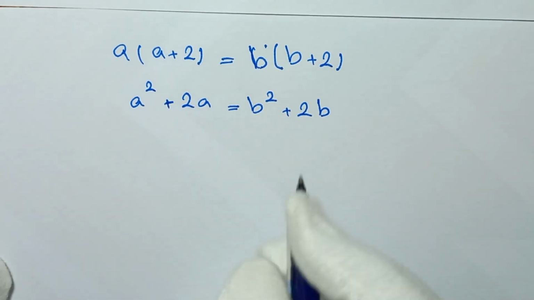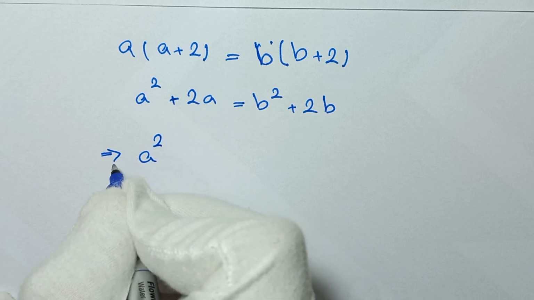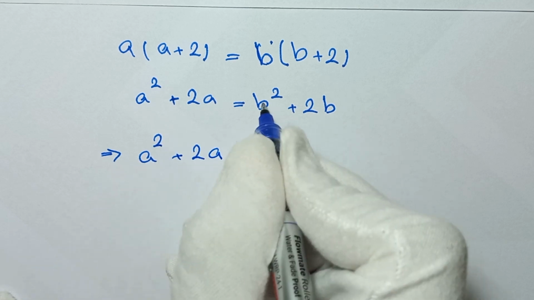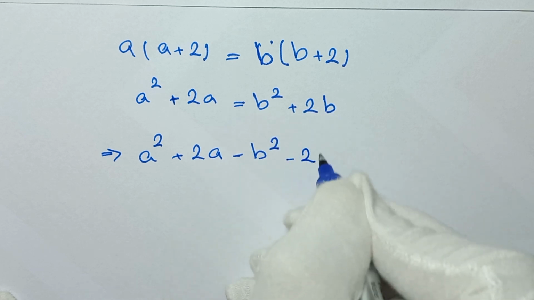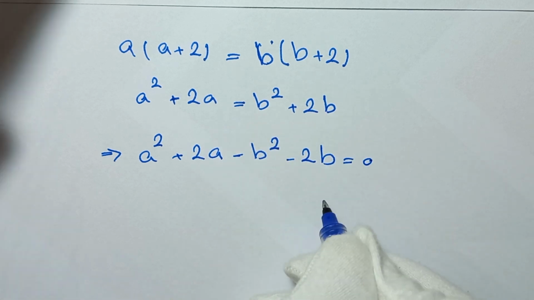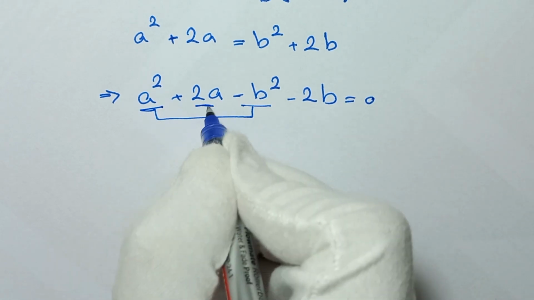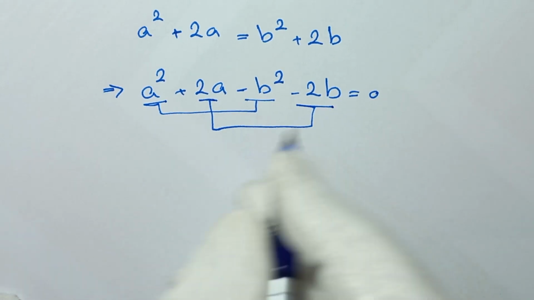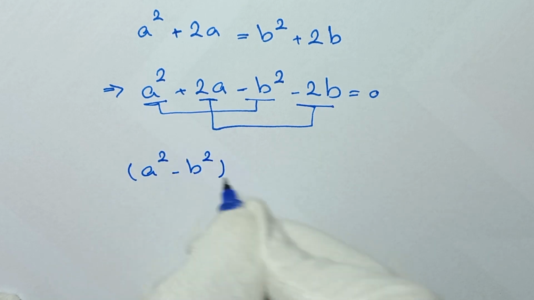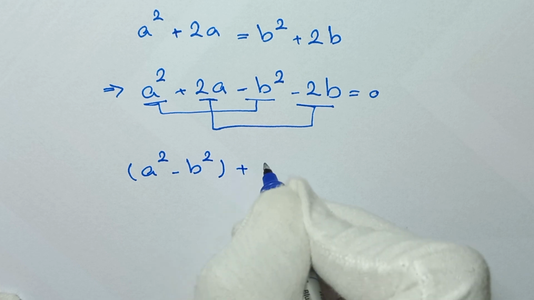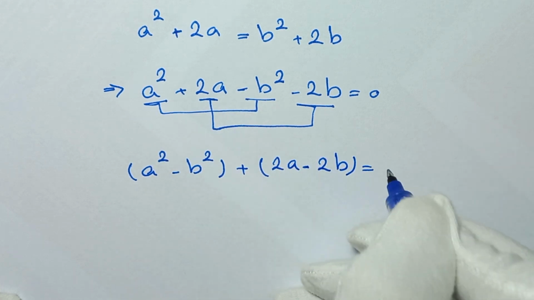And in the next step we take these two parts to this side, so it will be a squared plus 2a, and this to this side will be negative b squared, and this to this side will be negative 2b equals 0. And in the next step we take these two parts together and these two parts together, so it will be a squared minus b squared plus 2a minus 2b equals 0.